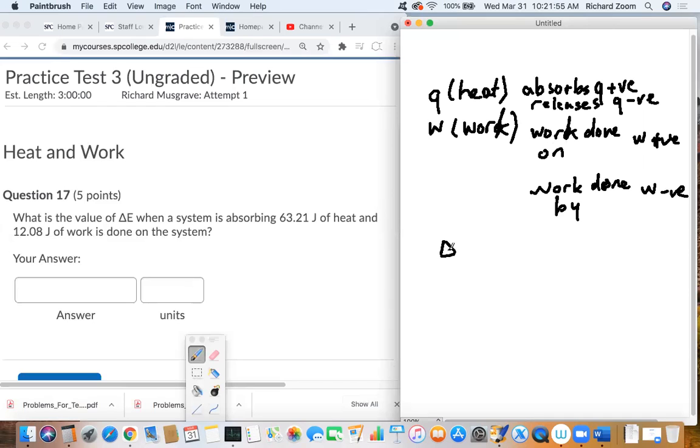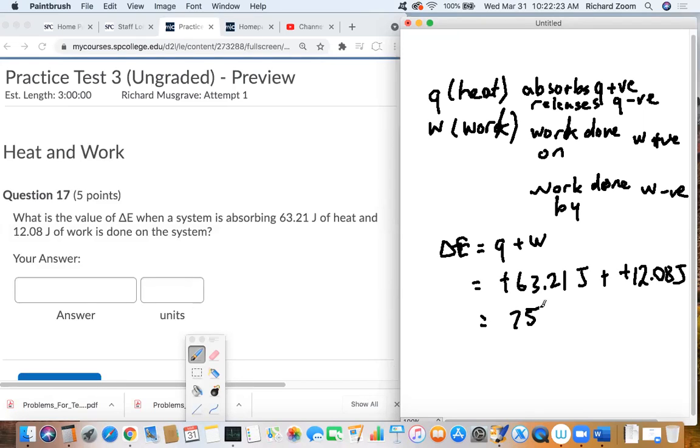So the delta E is going to be Q plus W, but the sign is going to be dependent on what the words say. Now in this case, absorbing 63.21 joules, so it's positive. And work is done on the system, well, it's going to be positive as well. So it'd be plus positive 12.08 would be the answer. Then we just add it together. And that would be 75.29 joules.